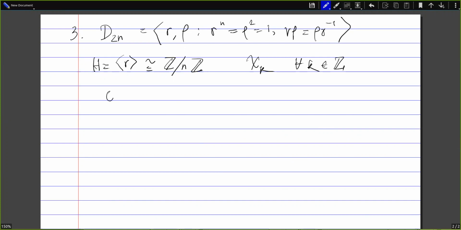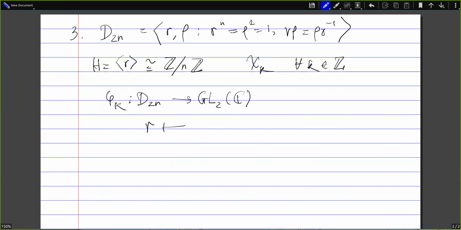For any k, let's define the following representation of D2N. So we are going to define a two-dimensional representation of D2N. It has to be a homomorphism from D2N to GL of C2. Certainly we identify GL of C2 with GL2C. So to define this homomorphism, it is enough to mention where these generators are going.